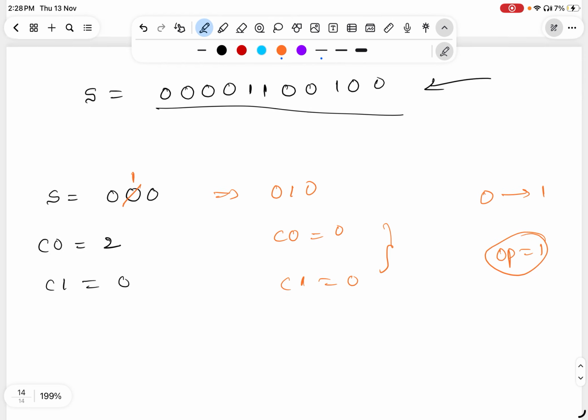But what if I choose the first one or the last one? In that case, I still need to perform two operations. Let's say I choose the first one, then my string will look something like this. Then C0 will be 1 again, and C1 will be 0, so I have to flip the second one as well. But if I optimally choose the middle one, then I need to perform only one operation.